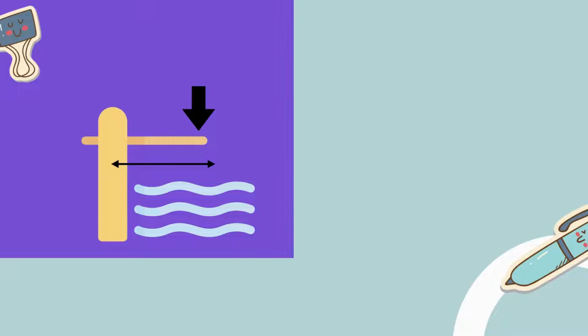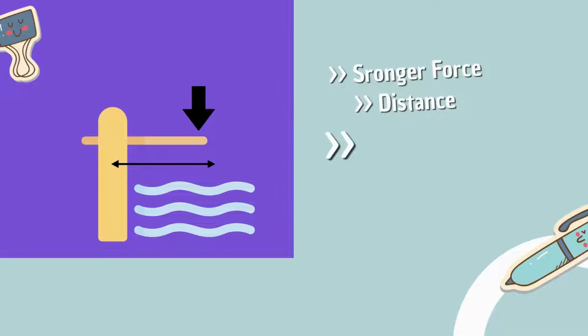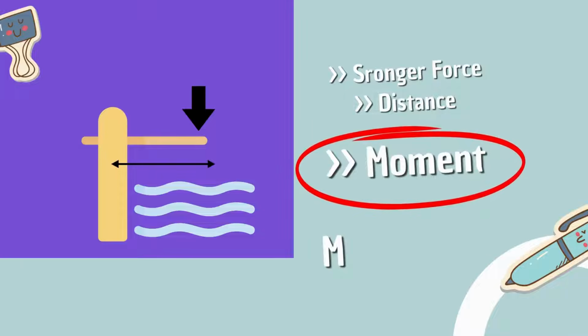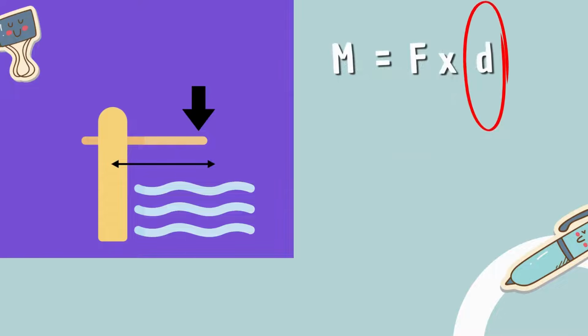The stronger the force, and the greater the distance at which it acts, the larger the moment or turning force it will produce. A moment or turning force, M, is calculated by multiplying a force, F, by its moment arm, D. The moment arm is the distance at which the force is applied, taken from the fixed point.